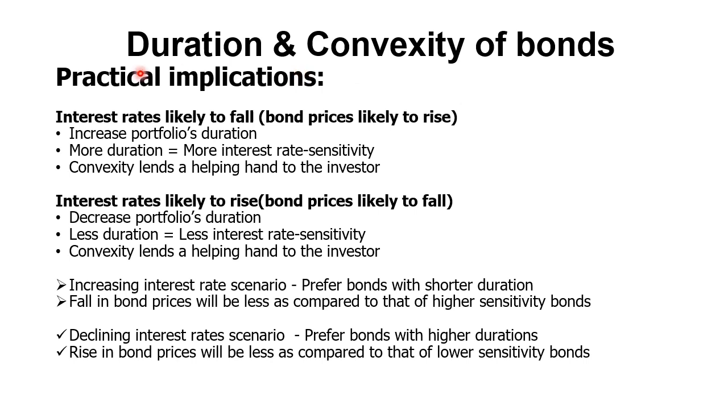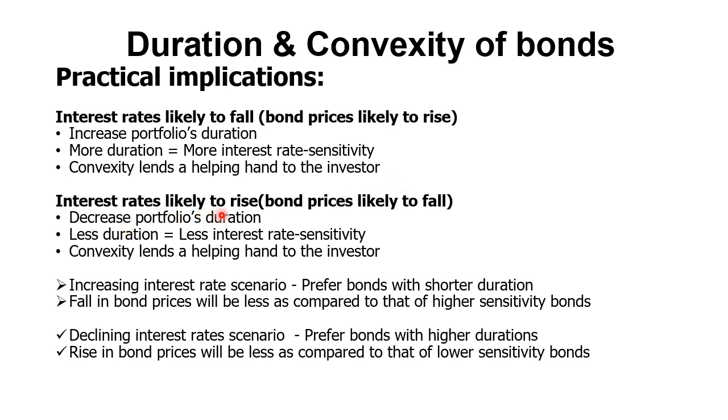What are the practical implications? If a portfolio manager believes that the interest rates will fall and therefore the bond prices will rise, he should attempt to tweak the bond portfolio so that the portfolio's duration increases. This is because the more the duration, the higher the sensitivity of the bond to the changes in interest rates, and convexity lends a helping hand to the investor.